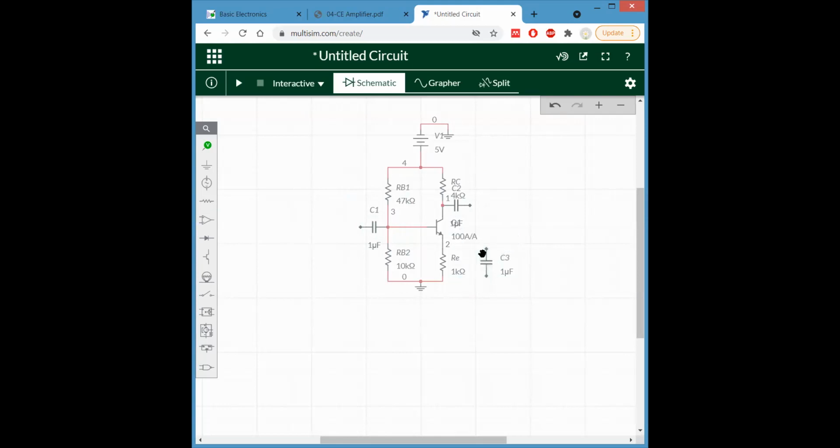I think there is no need to give you the explanation of why we are doing this specific circuit, because as you can see, we have done the same. We are simulating the same circuit that we have used in VLab.